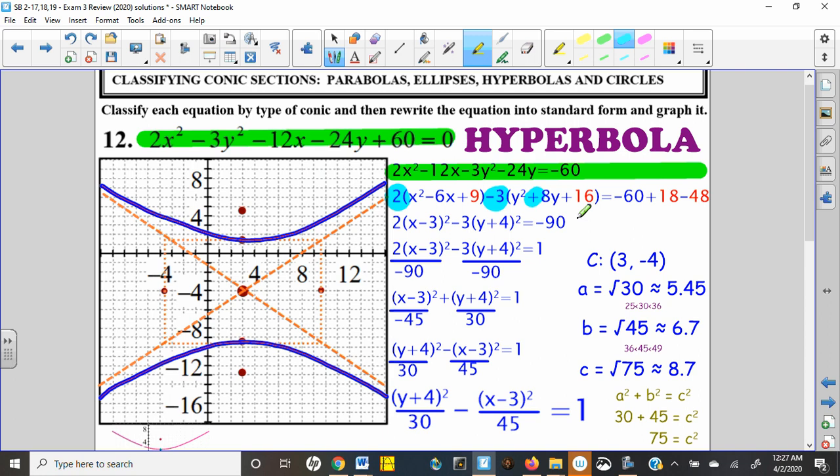So it's just an algebra mistake, and it's easy to make, but you do these again and again and again, especially on the hyperbolas where you know that you're going to have a negative term.